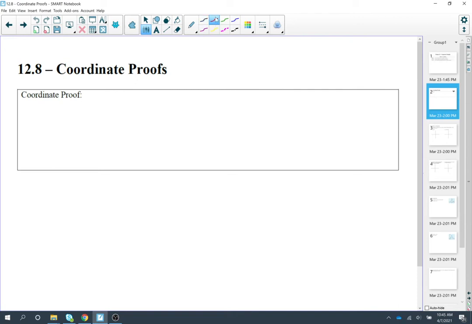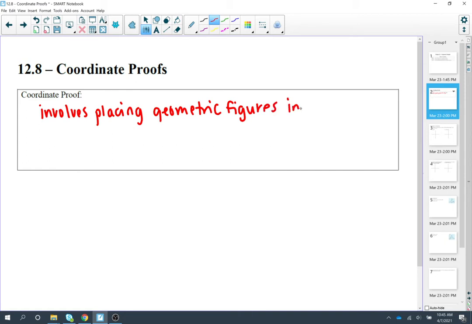12.8 coordinate proofs. A coordinate proof involves placing geometric figures, so squares, rectangles, triangles, in the coordinate plane. The reason we're going to be doing this is because when we place a figure in the coordinate plane, we can prove things. We can prove side lengths, and when you prove something in a geometric proof, it then holds true for all figures that are congruent to it.